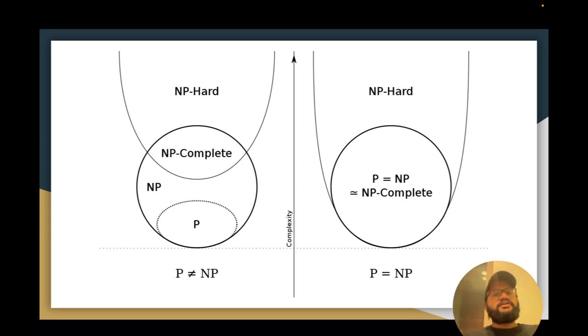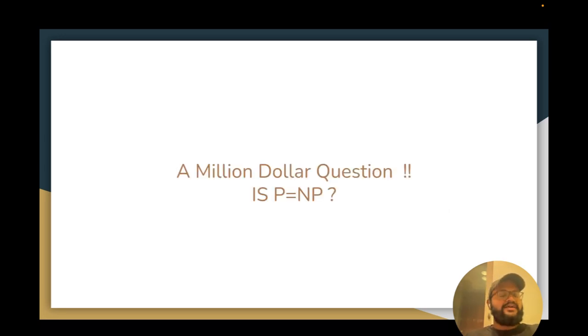Now, this gives rise to a very interesting scenario that has been intriguing computer scientists for the longest time. And that's the $1 million question. Is P equal to NP? Are the solutions which are easy to verify and hard to solve also easy to solve? That's the $1 million question.